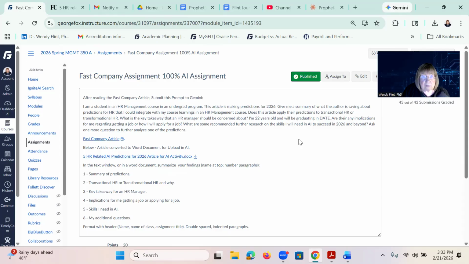And then what are some further research skills, further research on the skills I'll need in AI to succeed in 2026 and beyond? And then I asked the students to come up with their own question or two and tell me in this assignment what else they asked. So by now their curiosity, I'm sure, is up.